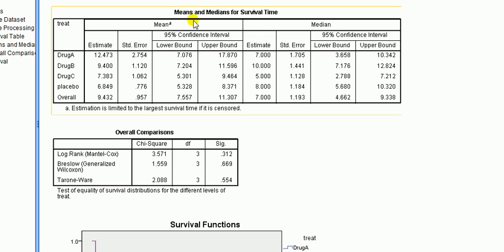Then the next table, we have the table of means and medians of survival times for each of the levels of the factor, estimates along with confidence intervals. We've got a block for mean and a block for median, so it's your choice which one you want to look at. Which one you look at really depends on the distribution of those times of death.